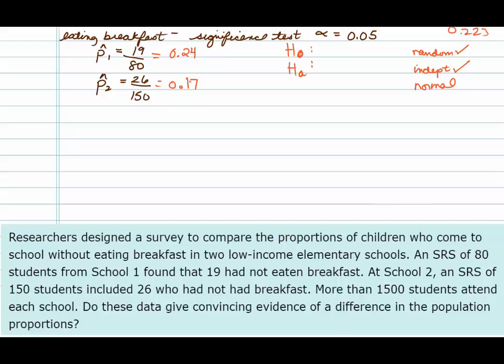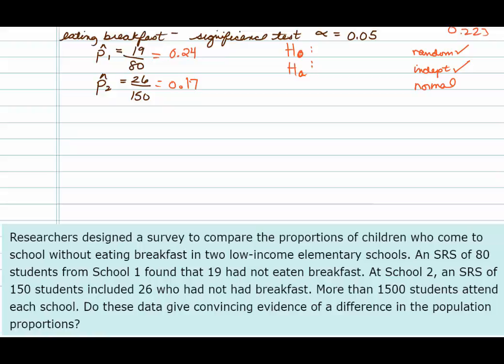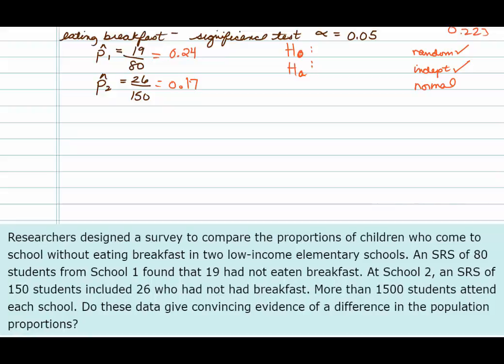This is a new problem, right? So for the normal condition, there's going to be a different result than all the other ones. So we want to make sure that we're going through and doing all the different combinations. 24% of 80. We need the opposite, which is 76% of 80. 17% of 150, and the opposite, which is 83% of 150.